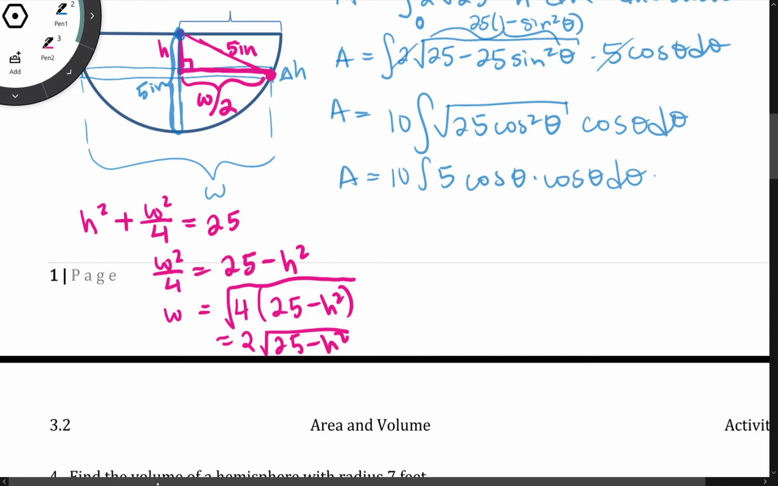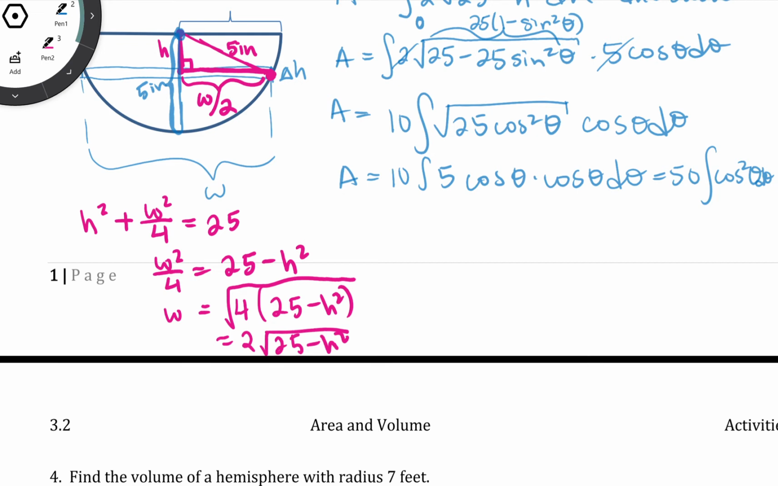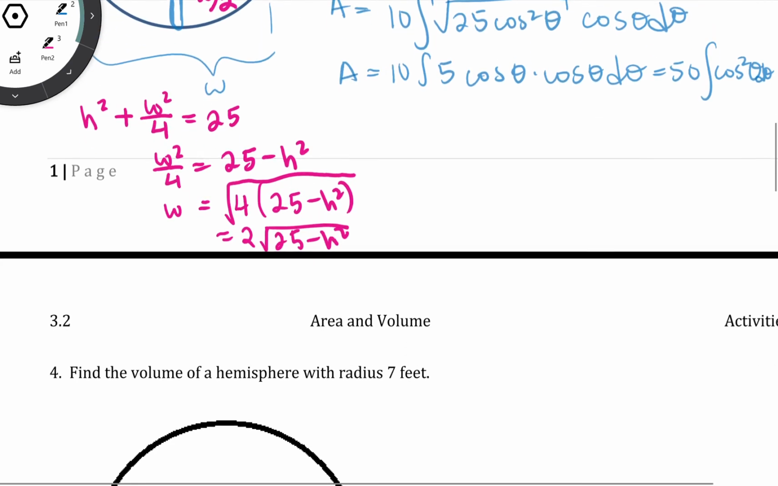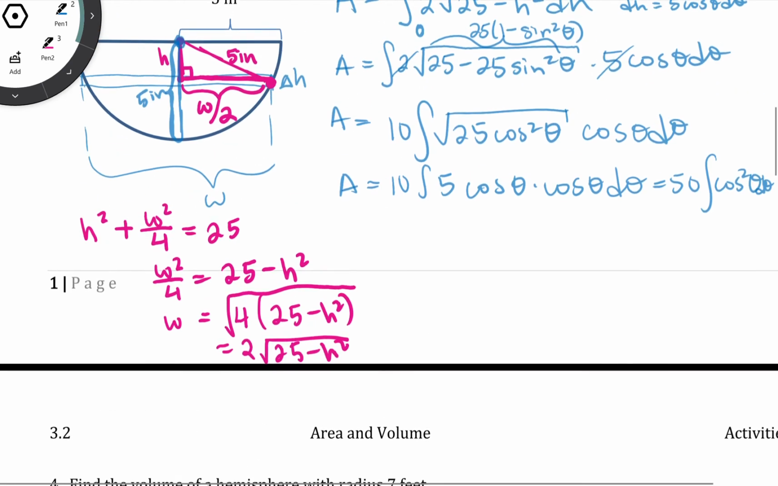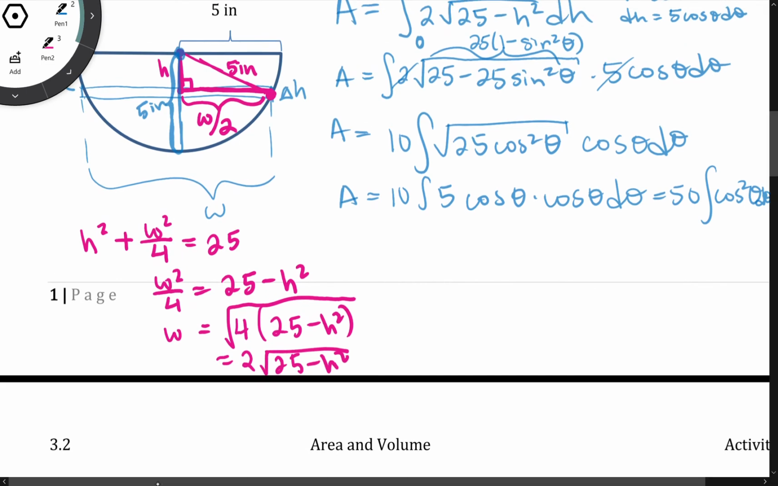Okay, so I have 50 times the integral of cosine squared theta d theta. If you remember your power reducing formulas, you can use them. If you don't, we could do a quick integration by parts where we say our u is equal to cosine theta, our du, the derivative of cosine, is a minus sine theta d theta. Our dv is also cosine theta d theta, which means our v is sine theta.